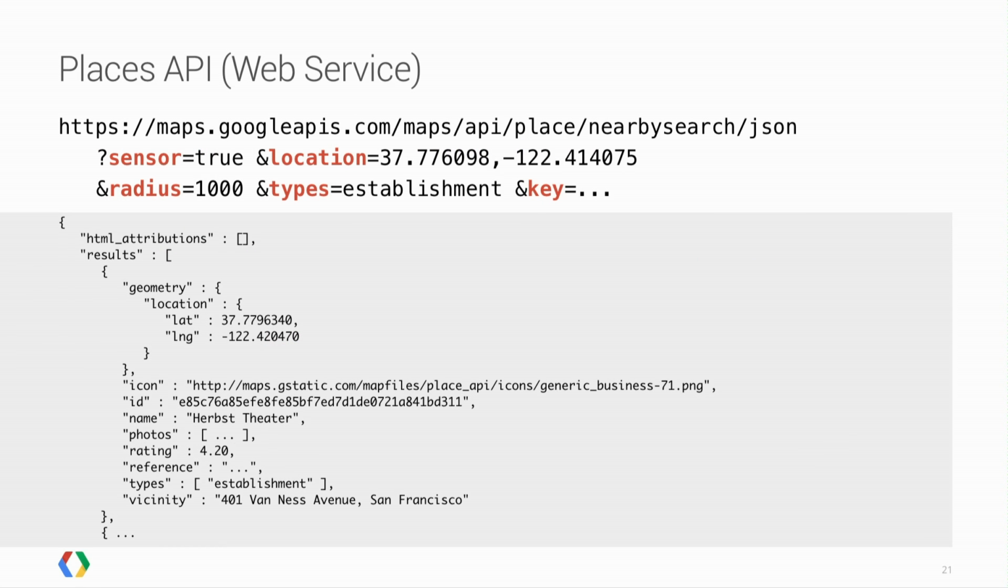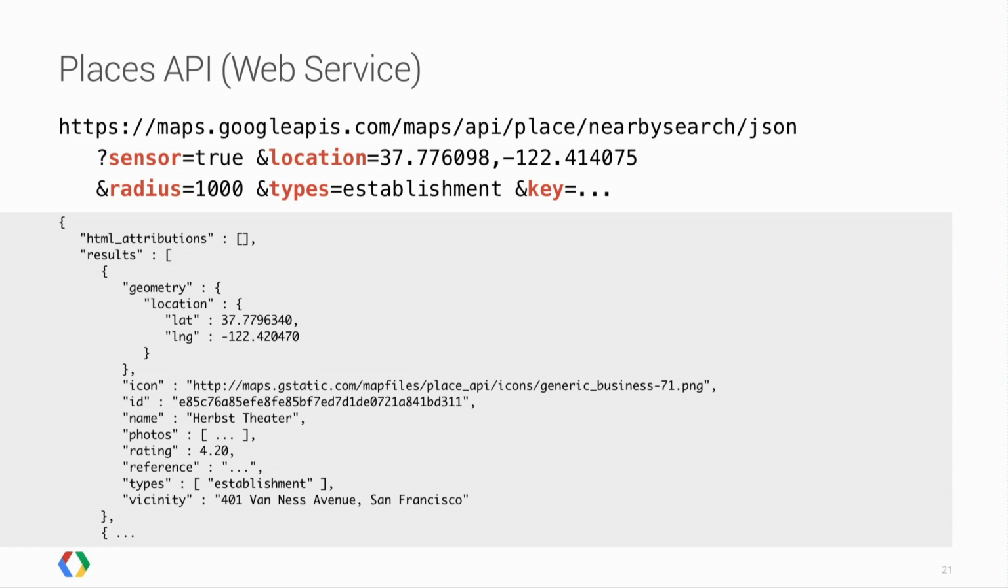Okay, let's move on. So let's talk about the Places API. We mentioned that it's a web service. This means that you have to send an HTTP web request to get back the data. So here you send it to maps.googleapis.com. You do need an API key, once again. And you just pass through the center of the search and the radius.